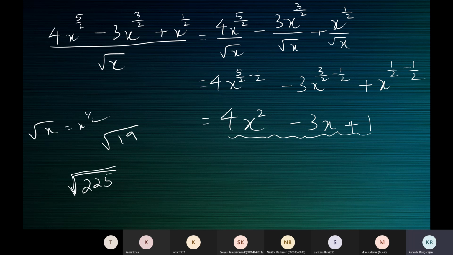Look at only the variable. The variable here is x. X is raised to the power 2. 2 is a whole number. And again, in the second term, you see x. It's raised to the power 1, which is a whole number. So the variable x is raised to power 2 and power 1, both of which are whole numbers. So the given expression is a polynomial.